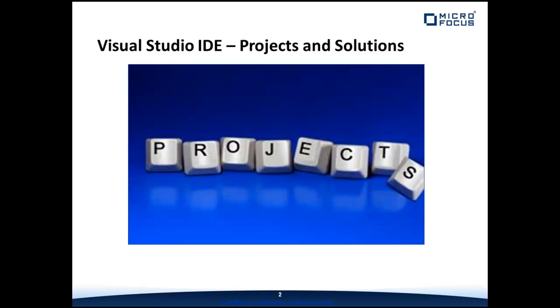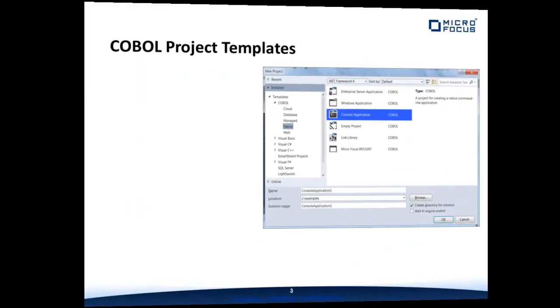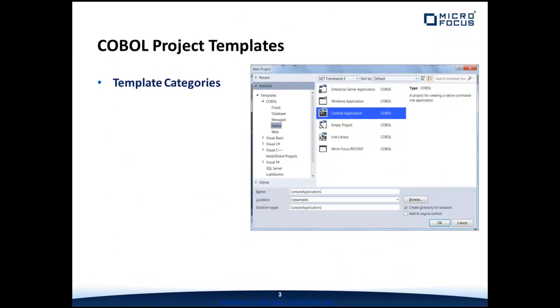A solution is a container for projects. It allows you to group and maintain multiple projects within a common location. Visual COBOL provides a set of project templates that can be used as a starting point for a variety of project types. These categories are Cloud, allowing you to create .NET managed applications that can be published directly as Microsoft Azure Cloud Services.